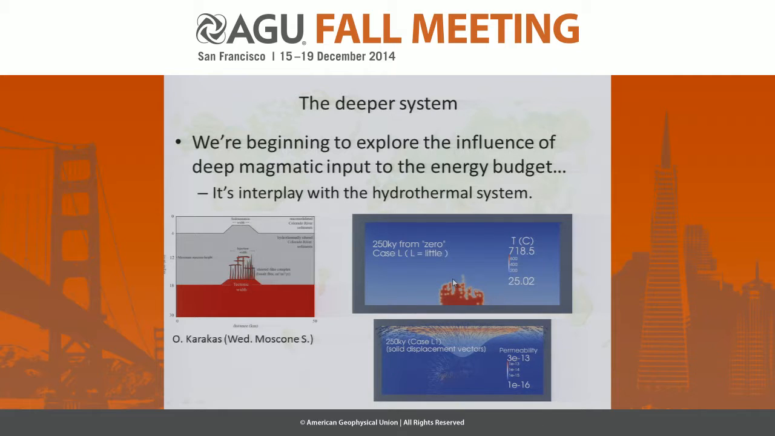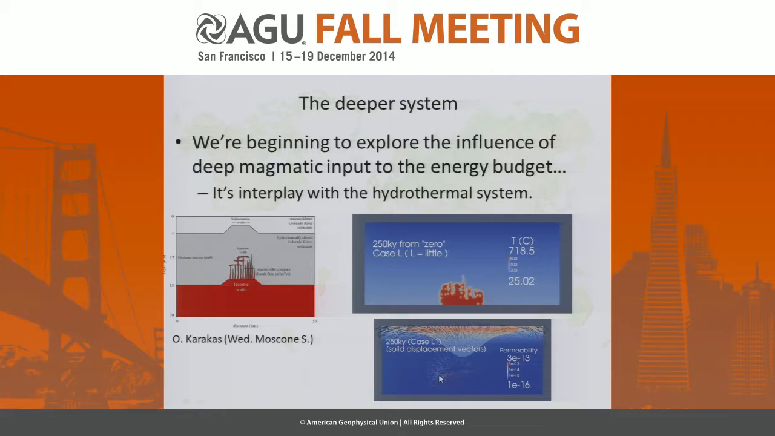And so we're beginning to look at the influence of the deeper magmatic system as well. I have a poster on this happening right now, so that's not what this talk is about. In this case, we're working with Ozgai Karakas and Joe Dufek, and we are coupling their dike intrusion model in the lower crust and attempting to look at how this intrusion, when fed into a model as a boundary condition or as a source term, influences the structure of the hydrothermal system.